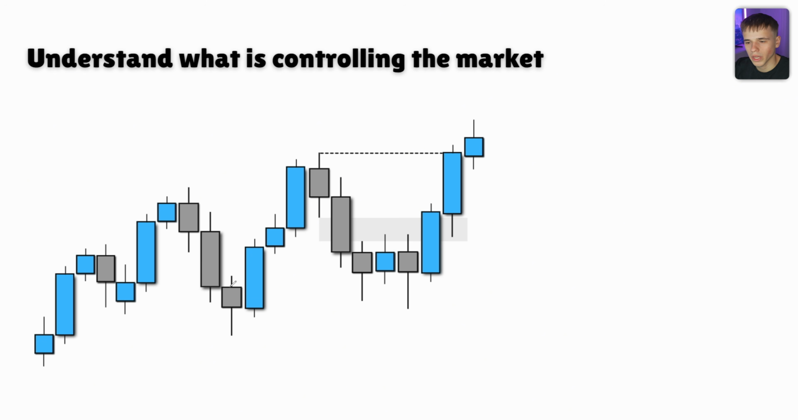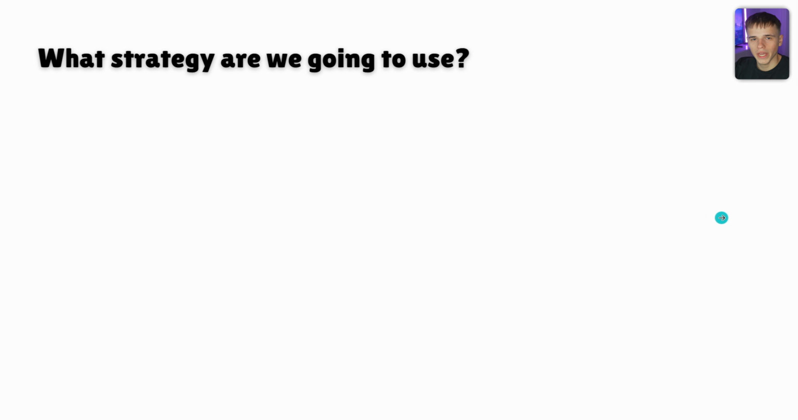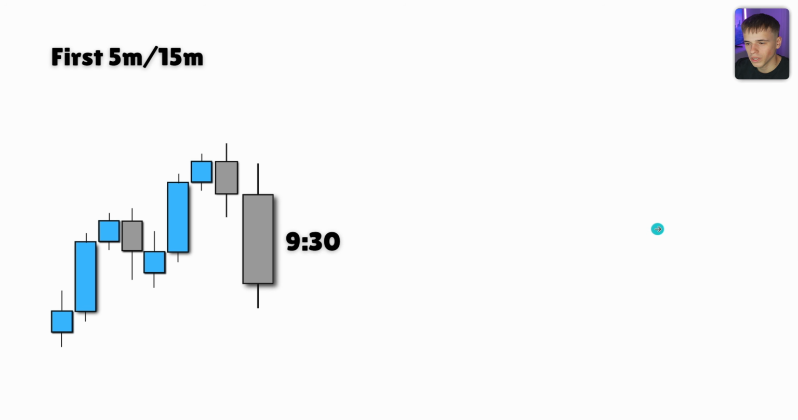So right now when you look at the markets, you can just analyze what kind of fair value gaps we are respecting. Are they bullish or bearish fair value gaps? And then you just kind of build a picture of whether the market is going to the upside or to the downside. So it's really simple. And now on to the actual big question, which is what strategy are we actually going to use? And the strategy is going to be really simple.